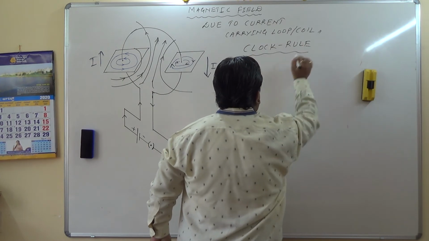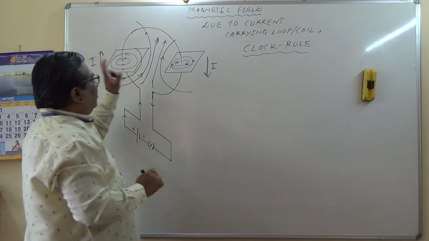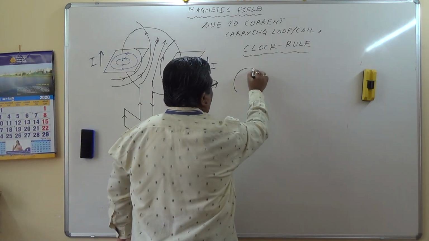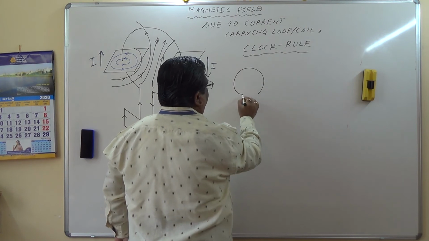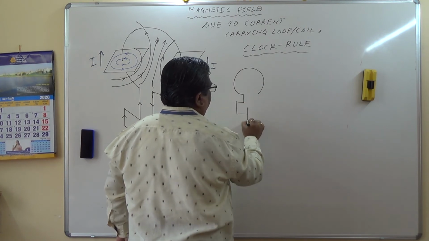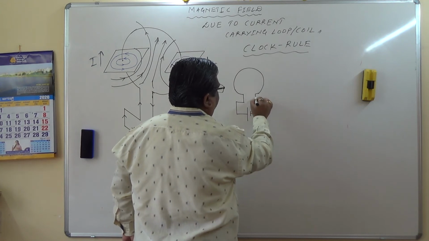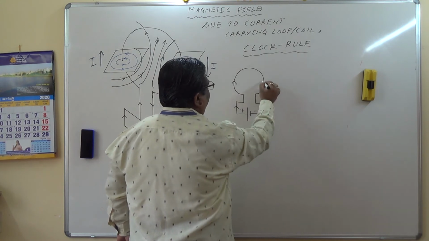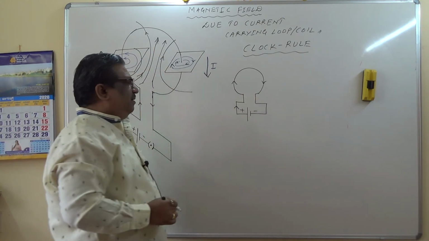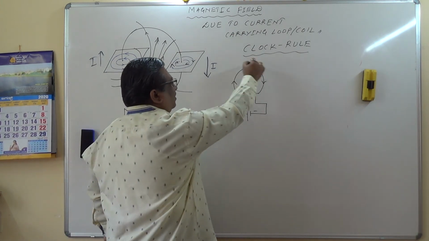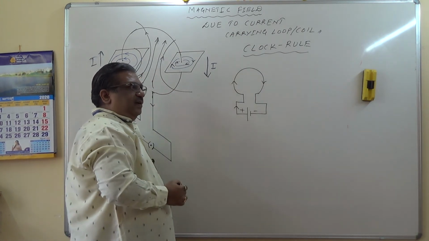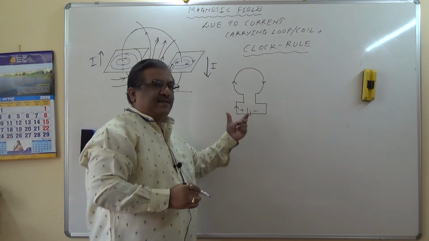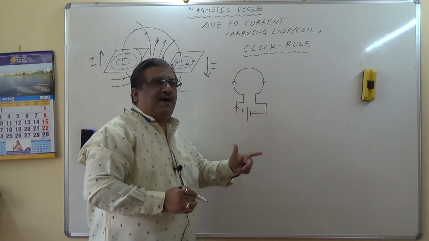What does this clock rule talk about? If we are facing the coil, plus minus, current is flowing this way. Okay, if I am facing the coil and if the current flows in the clockwise direction, then how do we identify whether it is a south pole or a north pole?